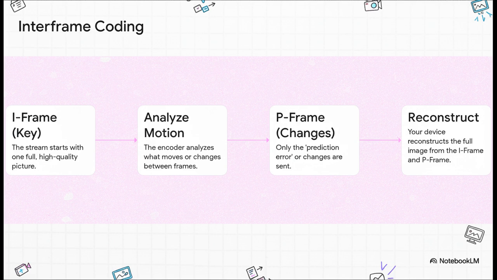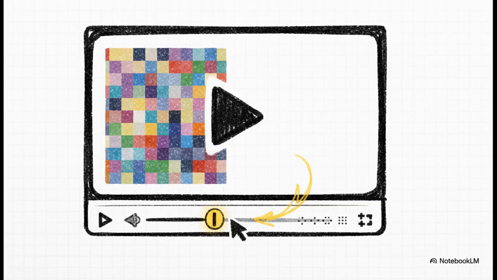Your device, whether it's your phone or your TV, takes that original iframe, applies all the little changes from the p-frames, and boom, it reconstructs the next image. This goes on, and then every few seconds, the server sends a brand new iframe to reset the picture and keep everything sharp.